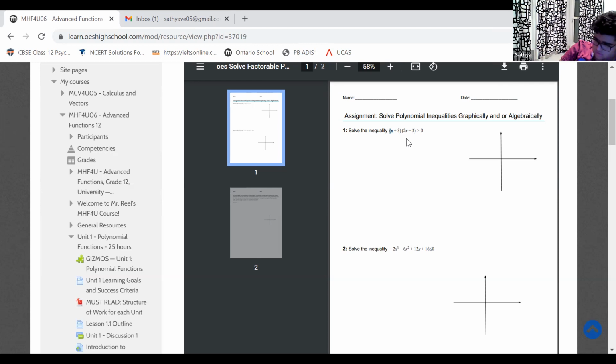So mark that on the number line, minus 3 and 3 by 2. Your voice is coming low. Can you hear me now? Yes, but it is still low. Anyway, so minus 3 and 3 by 2, is that it?